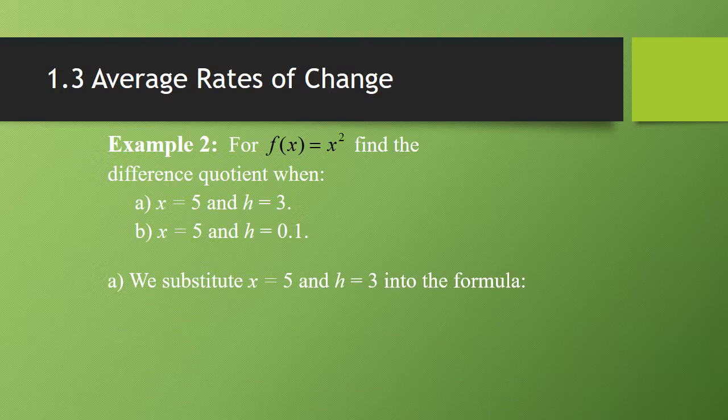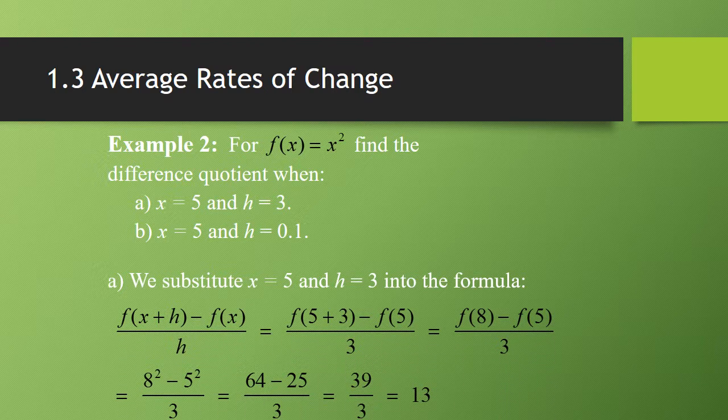Okay, so we're going to put in 5 for x and 3 for h. So we get f of x plus h minus f of x equals f of 5 plus 3 minus f of 5 over 3. And let's see, our function is x squared. So we're going to do f of 8 minus f of 5 over 3, which is going to be 8 squared minus 5 squared over 3. 64 minus 25 over 3 gives us 39 over 3, or 13.